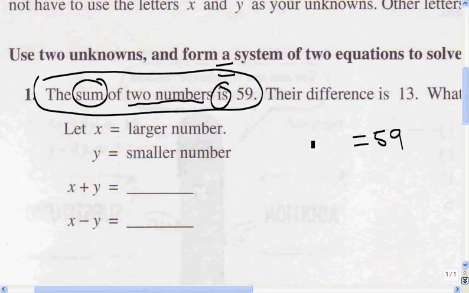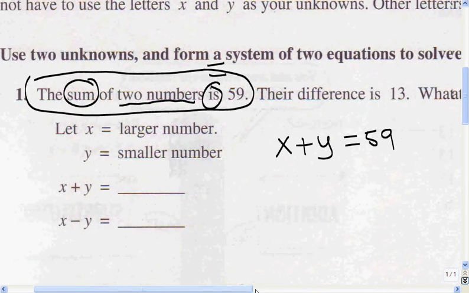So I know that whatever I'm going to add equals 59. And sum, so I know I'm going to be adding, so I'm going to just write my addition. And it's two numbers. I don't know what the two numbers are, so I'm going to use variables. I'm going to use letters because I don't know what they are. And I'm going to use two different letters to show that I'm going to add two numbers. Okay, so I've already done the first sentence.